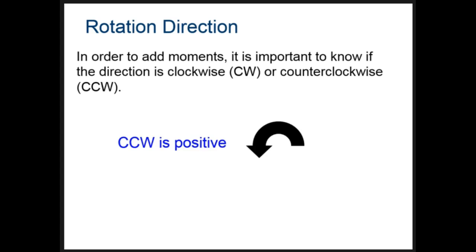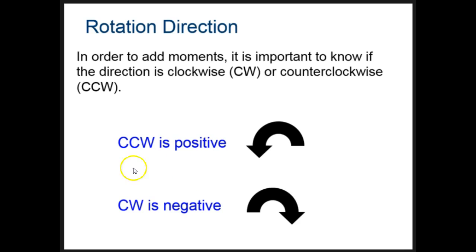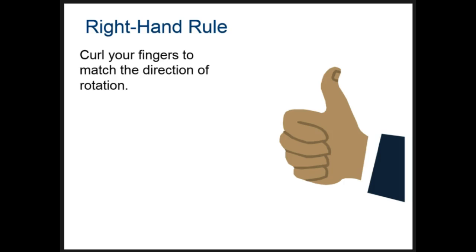I think everyone's familiar with clockwise and counterclockwise. We used it when we talked about gears and stuff before. You use it in geometry. If you don't know this, you should write it down. And now we're going to talk about the right-hand rule. This is one way to remember when things are positive and negative.